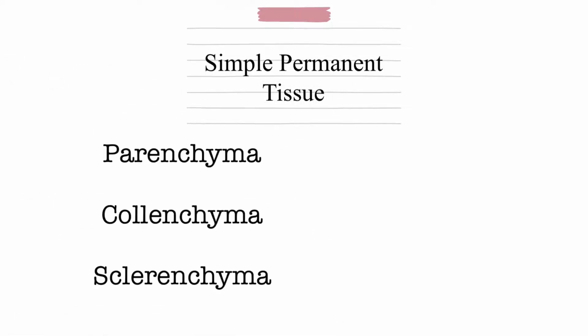Simple permanent tissue is further divided into three types. They are parenchyma, collenchyma, and sclerenchyma. Parenchyma is the most common simple permanent tissue. It has living cells which are unspecialized and have thin cell walls. These cells are usually loosely arranged and have large spaces between them. Parenchyma generally help in storing food.